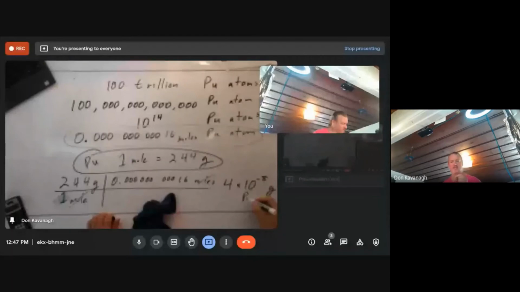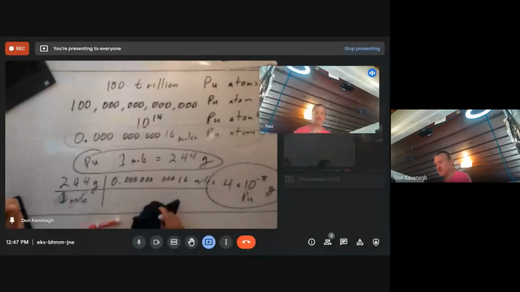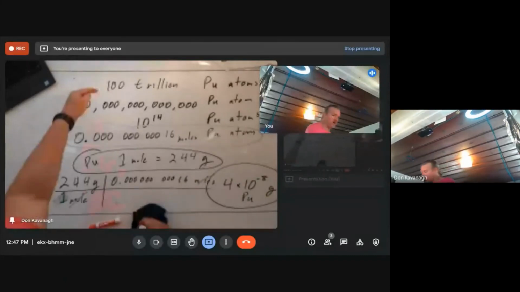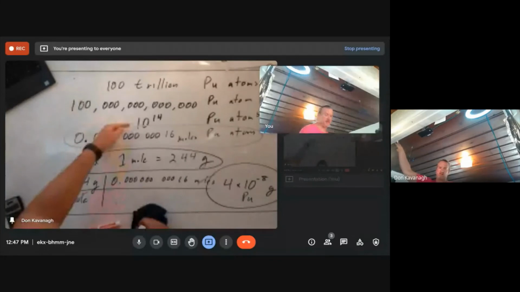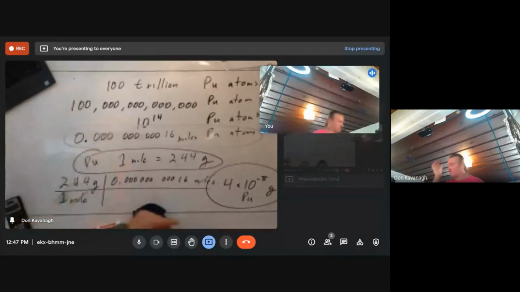So now remember, this is a speck of dust. It is very, very tiny. Even though it contains 100 trillion atoms, it is a speck of dust, so it should weigh a very, very tiny amount. This is how many grams of plutonium are present in that speck of dust right there: 4 times 10 to the negative 8 grams.